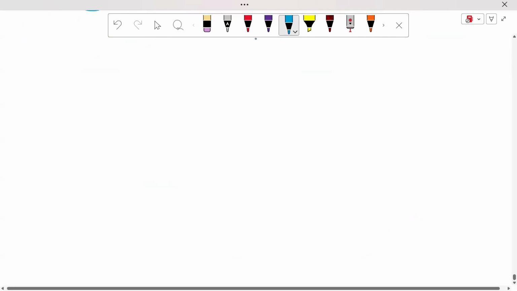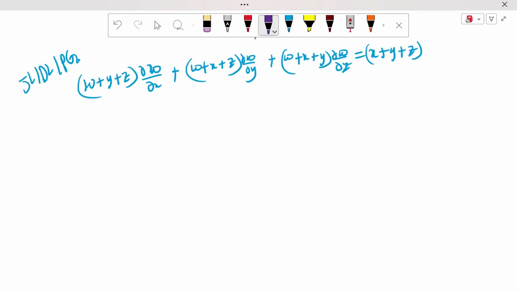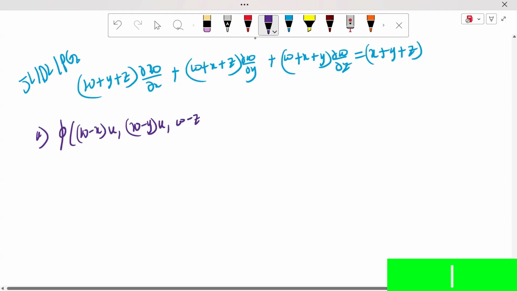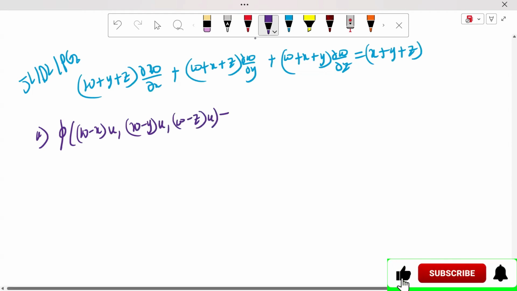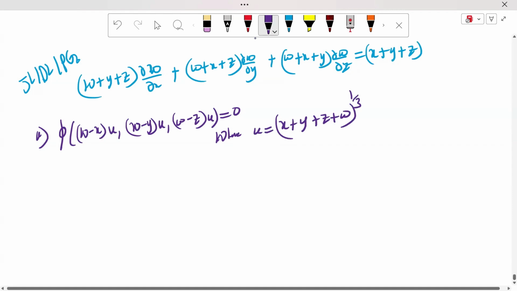Options, sir. For example, we can take option A. It is also a previous NET examination question. Option A: Phi of W minus X into small u, comma, W minus Y into small u, comma, W minus Z into small u is equal to 0, where u is equal to (X plus Y plus Z plus W) whole power 1 by 3.